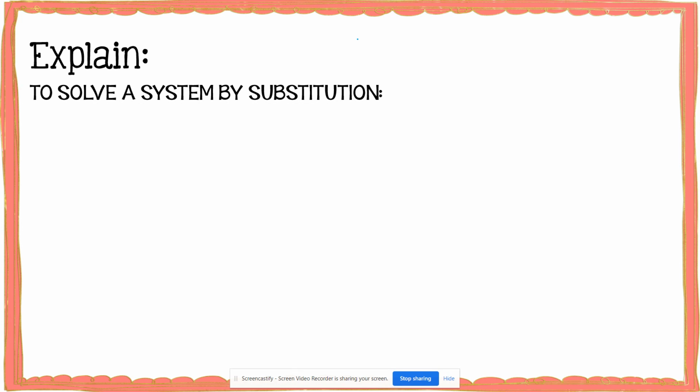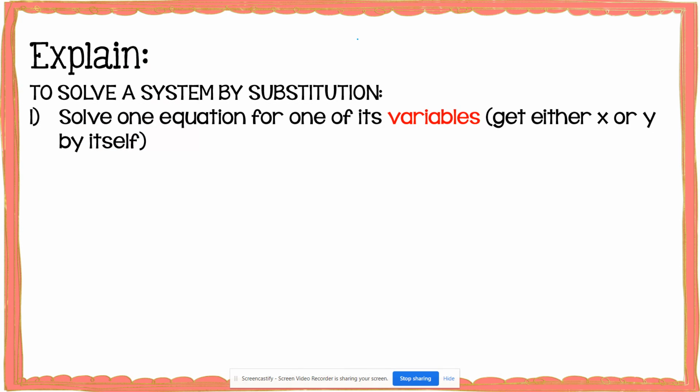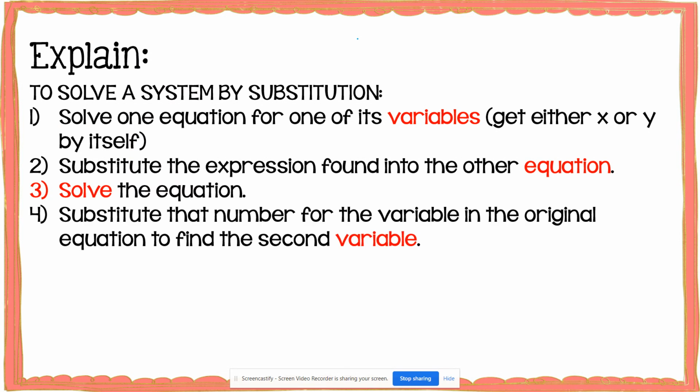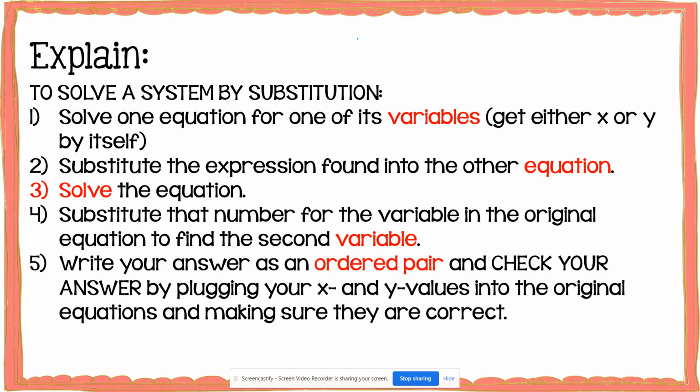To solve a system of equations by substitution, the first thing you would do is solve one equation for one of its variables, which means that you either get x or y by itself. Next, you substitute the expression that was found into the other equation. Then you solve that equation. Finally, you substitute the number in for the variable in the original equation so that you can find the value of the second variable.